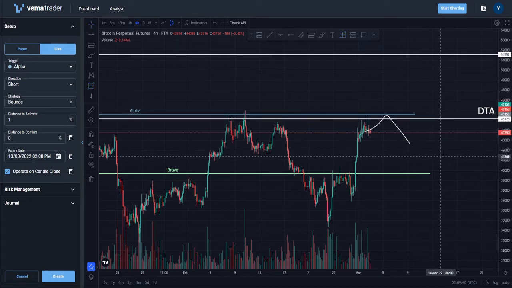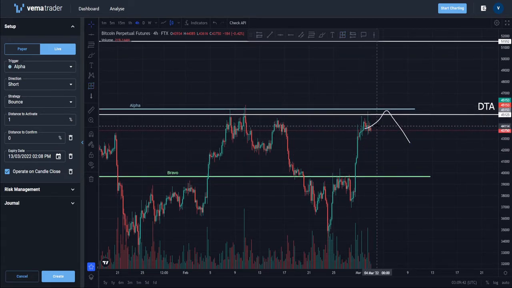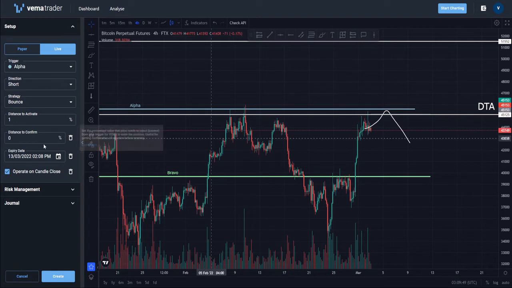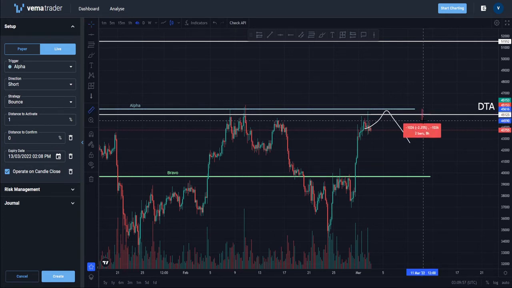Near enough, beautiful. So what that means is this trade will be activated when price crosses that line, when price moves to within 1% of alpha. Because we have our distance to confirm, it won't enter. It would currently because that's 0, but we're about to put a distance to confirm on. So I use distance to confirm when I want to see a rejection, when I really want to see, you know, price push away from my line.